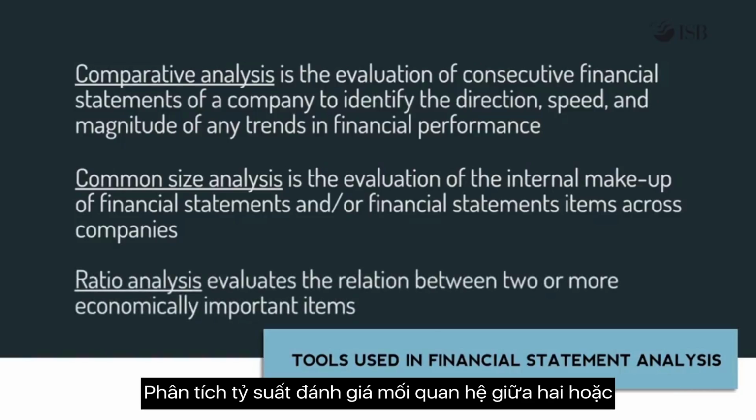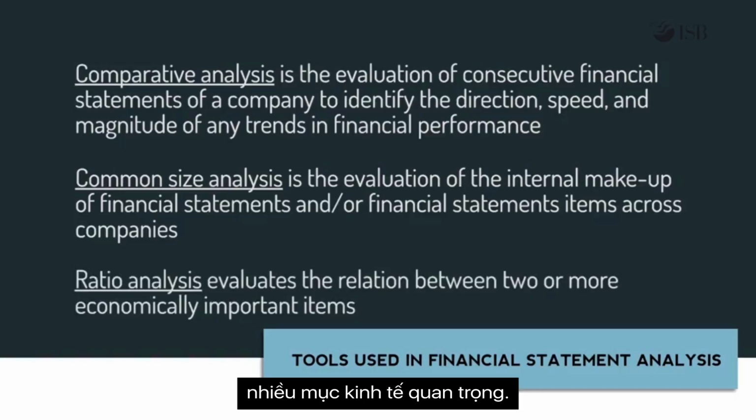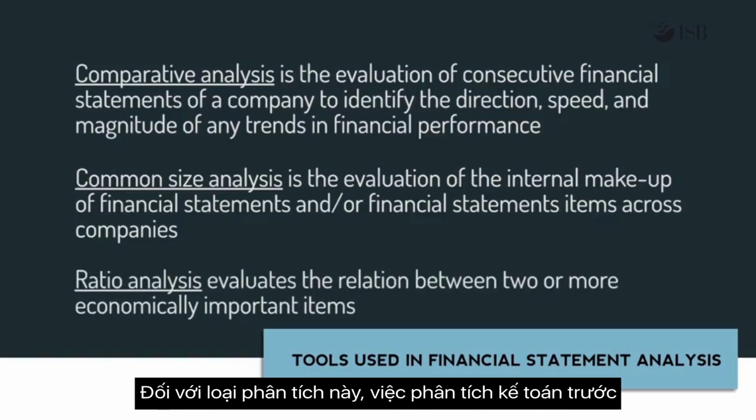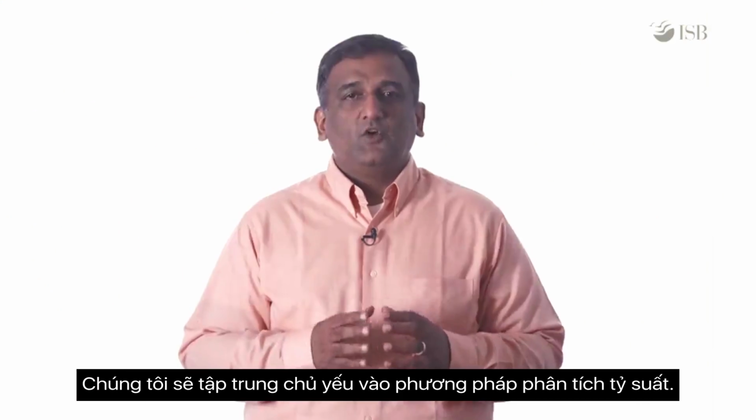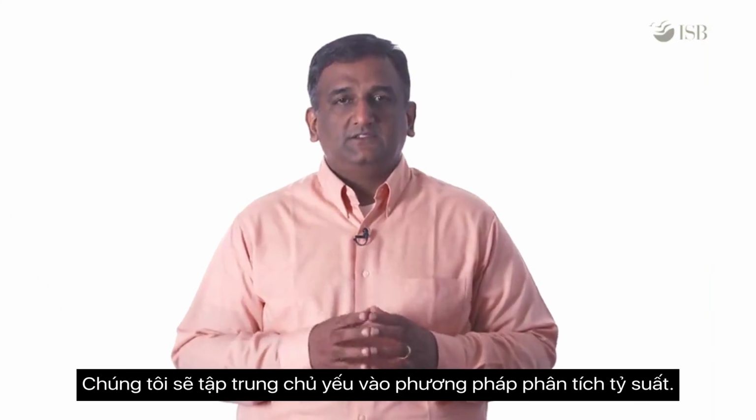Ratio analysis evaluates the relationship between two or more economically important items. For this, prior accounting analysis is important and interpretation is very important. We will focus mostly on ratio analysis.